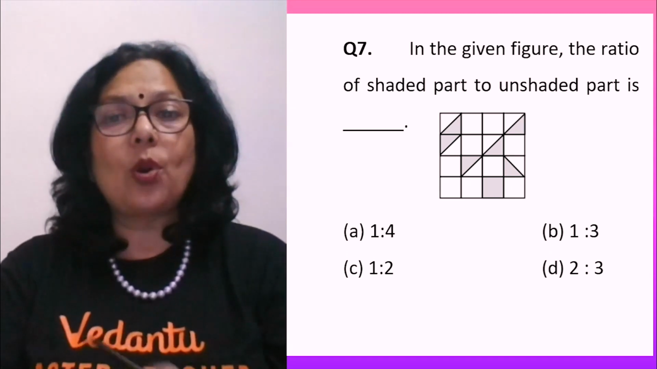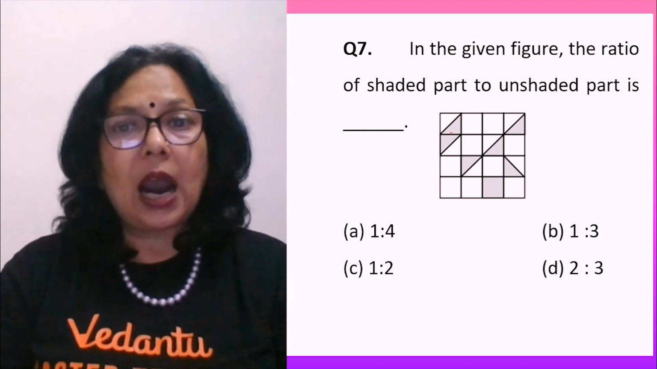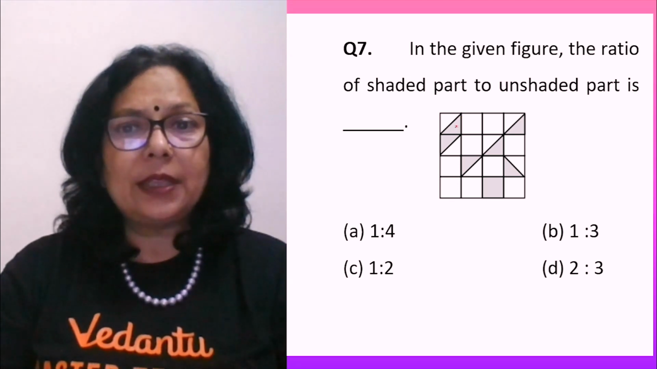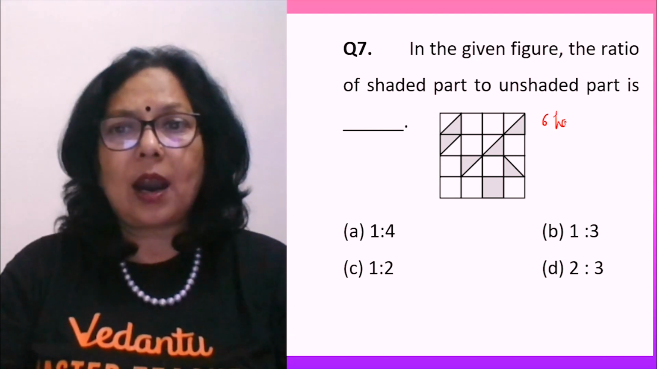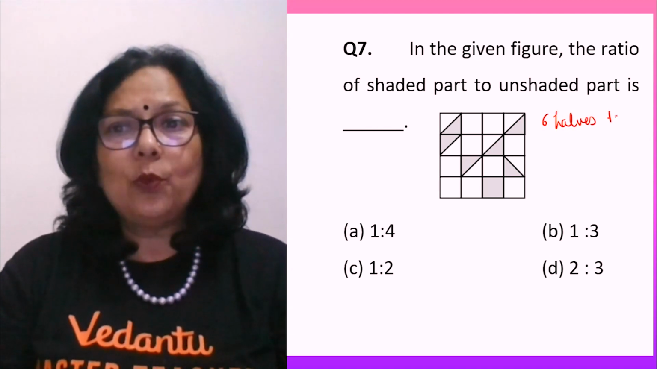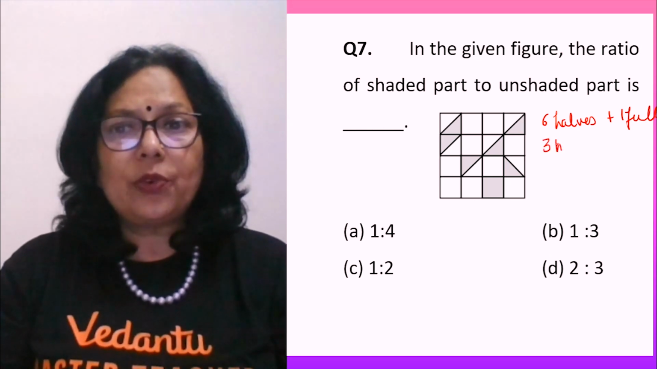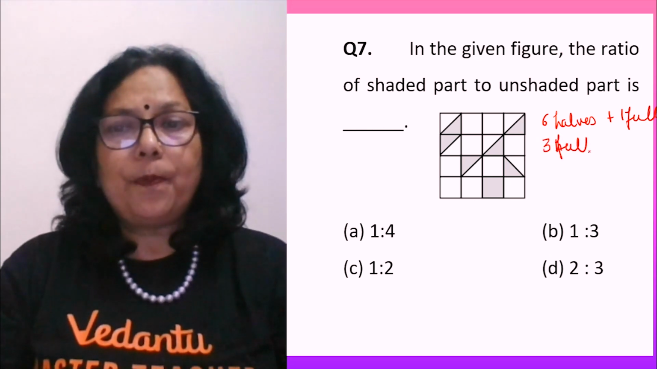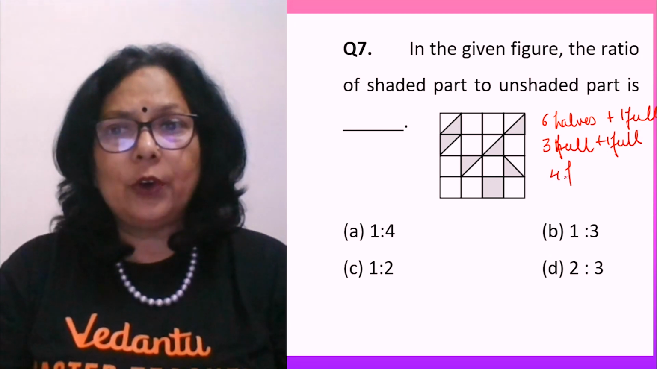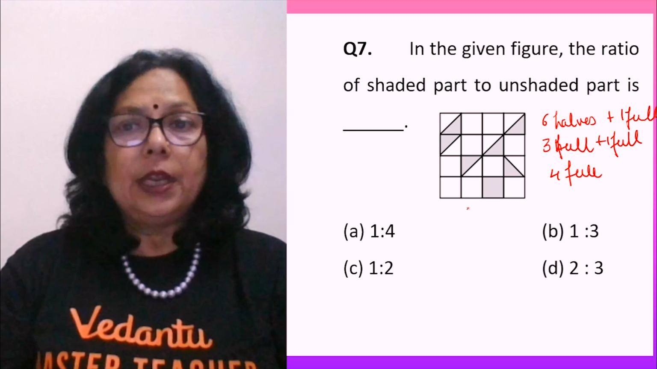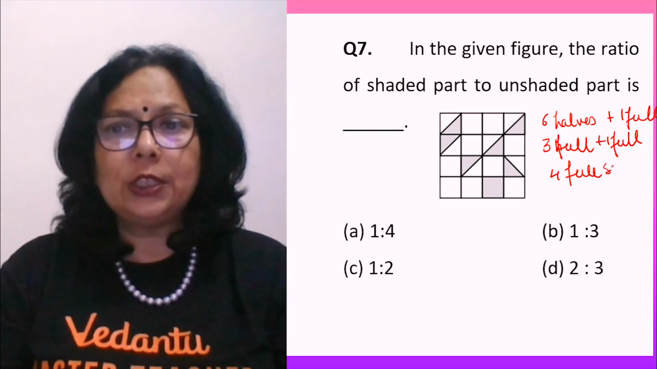No, it went wrong in hurry. क्या mistake हुई है? These are halves. How many halves are there? 1, 2, 3, 4, 5, 6 halves and 1 full. So 6 halves makes 3 full plus 1 full is already shaded. So you get how many full? 4 full.